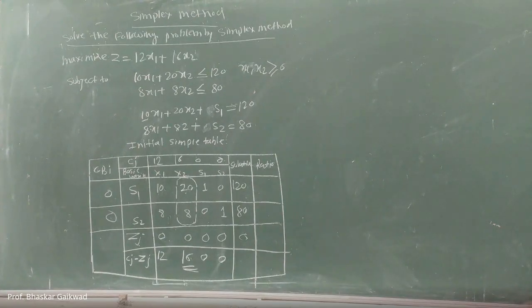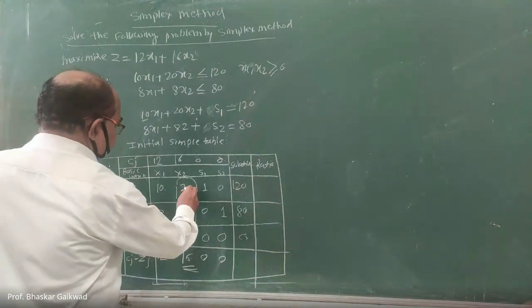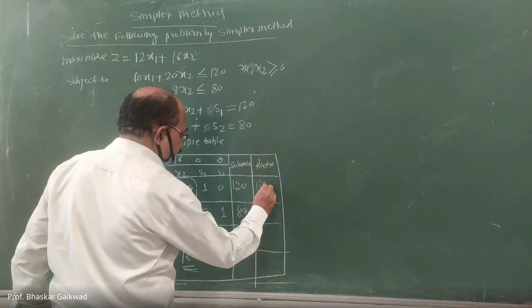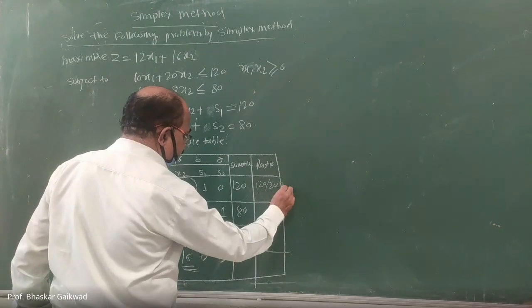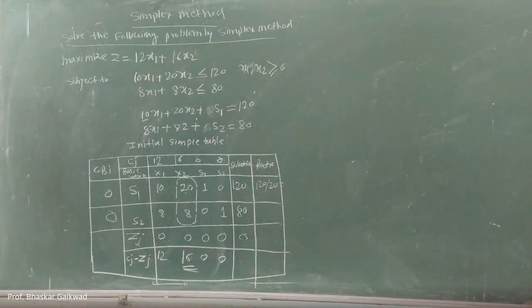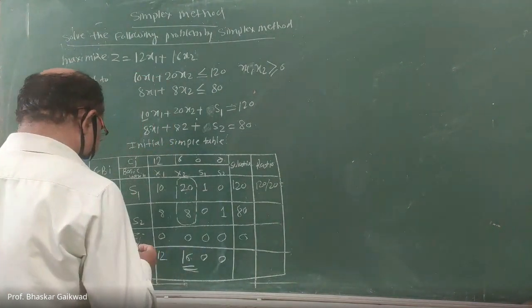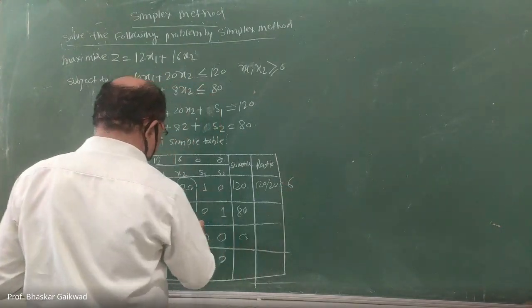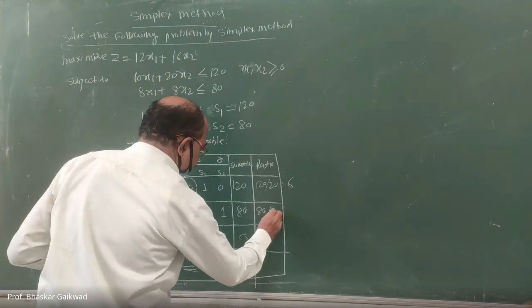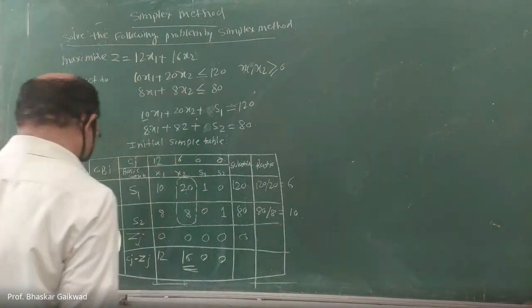Okay, now this vertical column part is over. You have to go for the key row. How to find out the key row? It is very simple. This value divided by this: 120 divided by 20, that is 6. 80 divided by 8, 10.